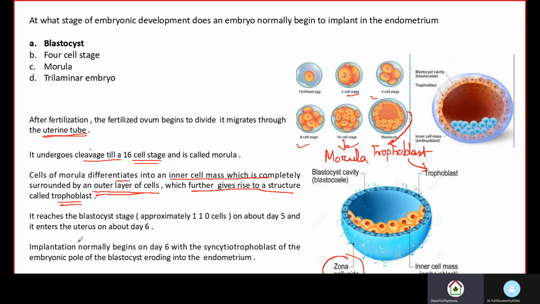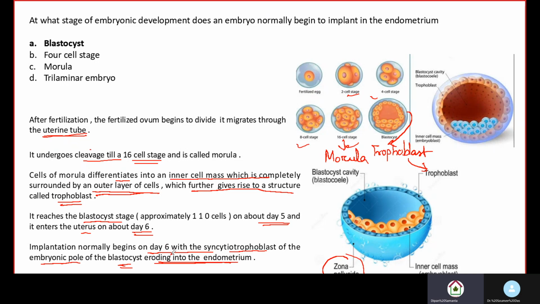Now it reaches the blastocyst stage, approximately 110 cells, on about day 5, and it enters the uterus on about day 6. Implantation begins on day 6 with the trophoblast of the embryonic pole of the blastocyst eroding into the endometrium. This is how implantation occurs.